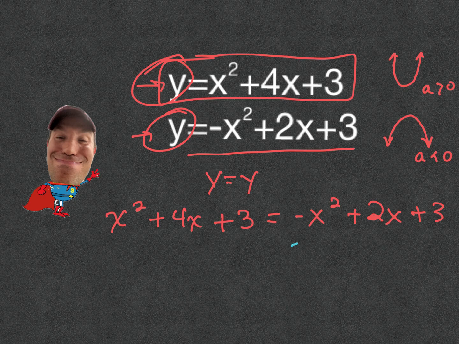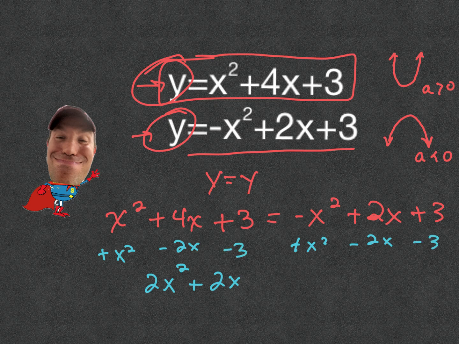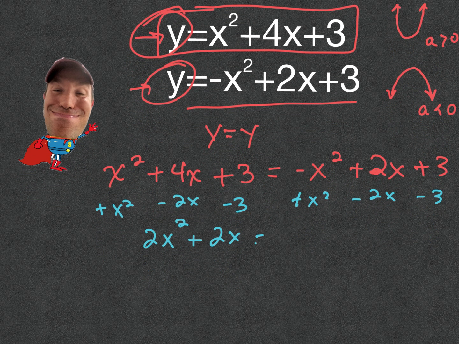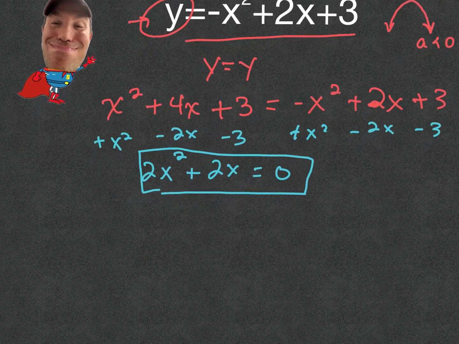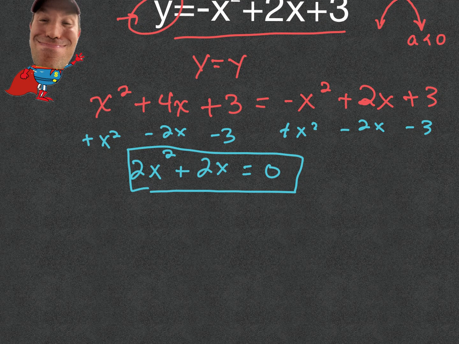Now, let's go ahead and solve. When I do this, I'm going to add x squared to both sides, and I'm going to get 2x squared. I'm going to subtract 2x from both sides. I'm going to get plus 2x, and the 3's cancel because I'm going to subtract 3 from both sides. Great. What do I have? I have 2x squared plus 2x is equal to 0. Let me write that out again. What I have is 2x squared plus 2x is equal to 0.